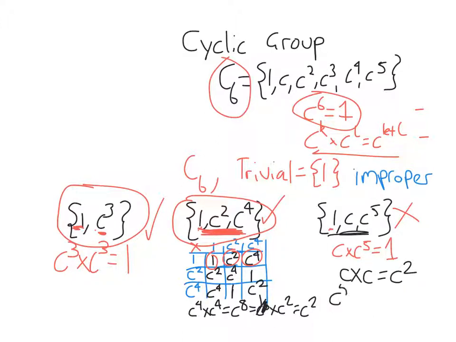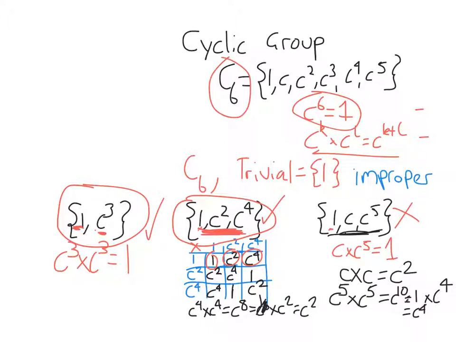Similarly, c to the power of 5 times c to the power of 5 would be c to the power of 10, but that's c to the power of 6 times c to the power of 4, because c to the power of 6, remember, was defined as 1. It'll just be 1 times c to the power of 4, which is not a member of this set. So it is not closed under multiplication.